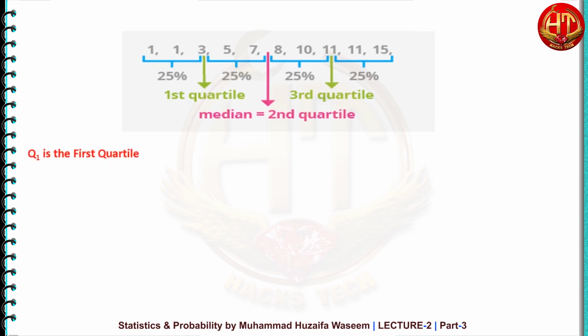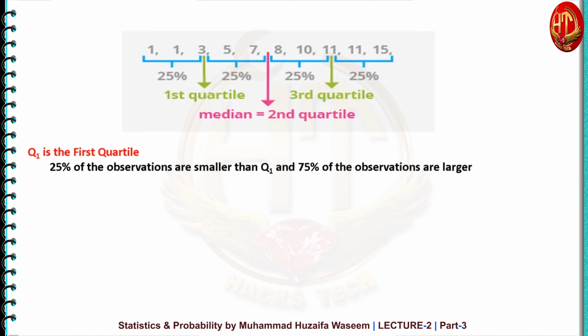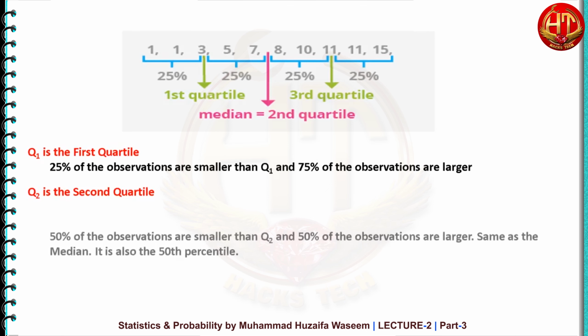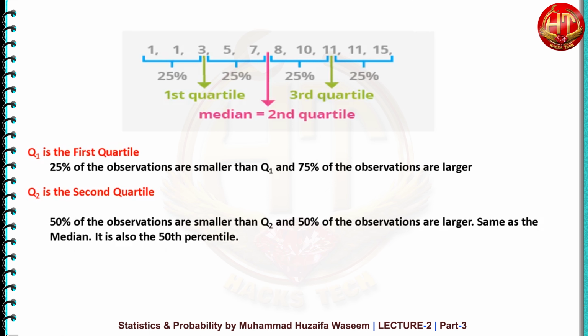So first quartile, Q1, divides the data in such a way that 25% of the observations are smaller than Q1 and 75% of the observations are larger than Q1. Okay, this is your first quartile, 25% below and 75% above. Q2, the median, divides the data in such a way that 50% of the observations are smaller than Q2 and 50% of the observations are larger than Q2.